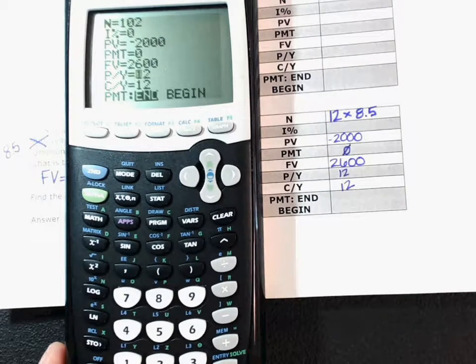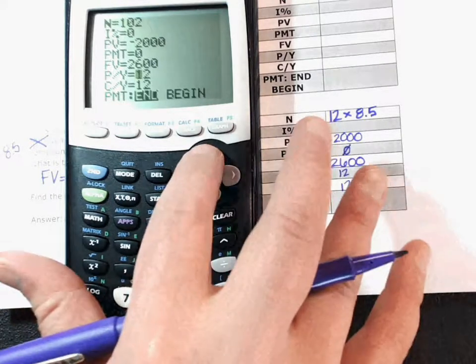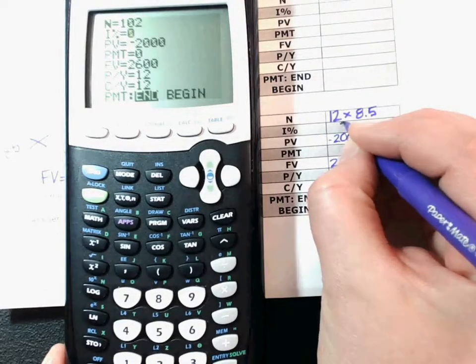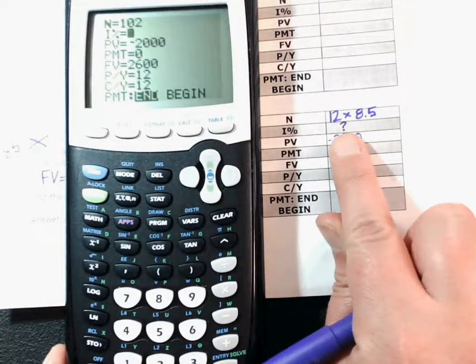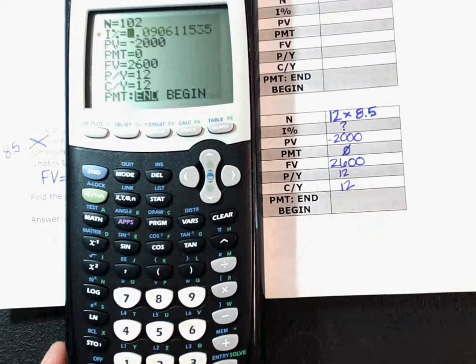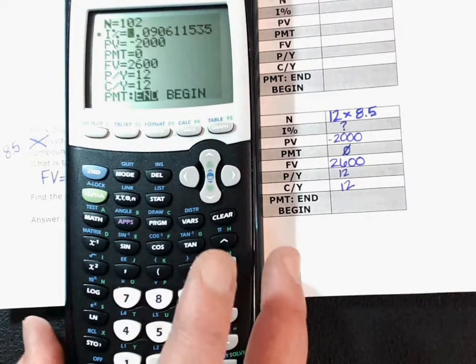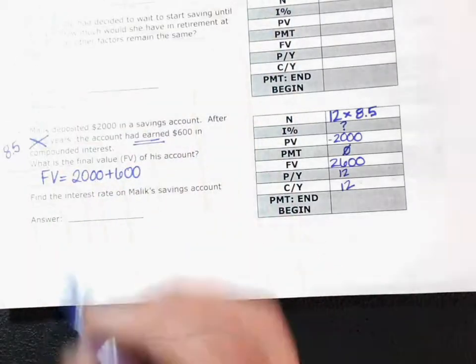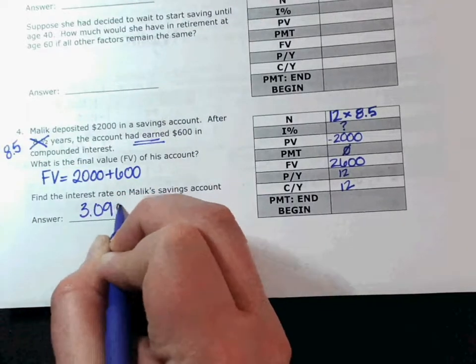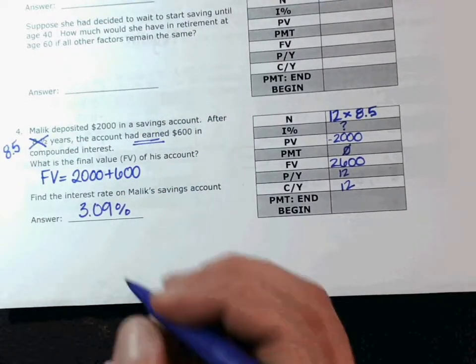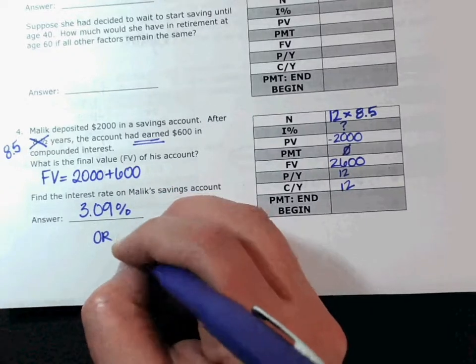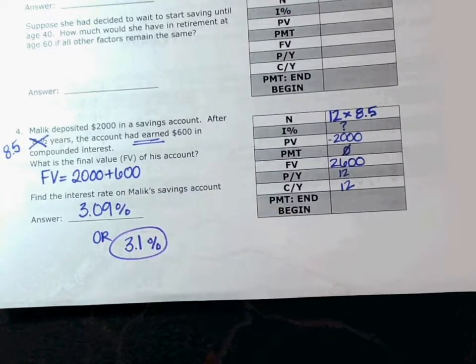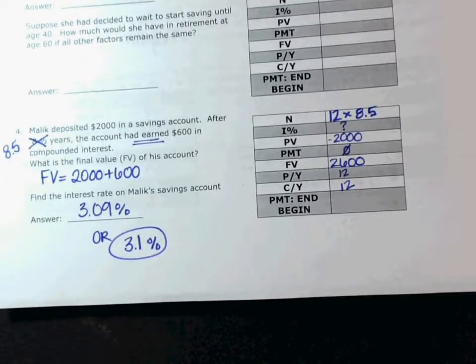And then after I do that, I can scroll back up to the interest that I want to solve for. I'm going to put my little question mark here in my chart, and then alpha enter. And it solves it. So it's 3.09. What percent is that close to? 3.1, right? Or 3.10, if you like that better. If you want to round the decimal just to 3.1, I don't care about that. For money, I need you to go to 2. But for the percent, if you want to just go to 1, that's fine.